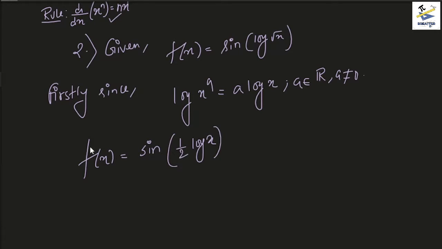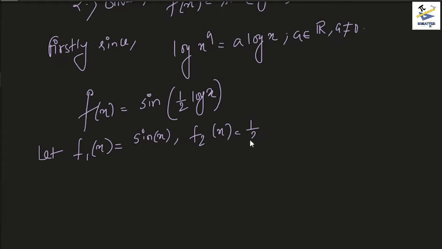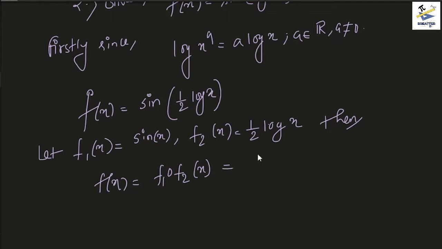Now, remembering the chain rule, we understand that this is a composition of two functions, right? If we were to write the composition as follows, we can do it like this. Let f1 of x equal sine of x, and let f2 of x equal half log x, right? Then we can write f of x equals f1 of f2 of x.